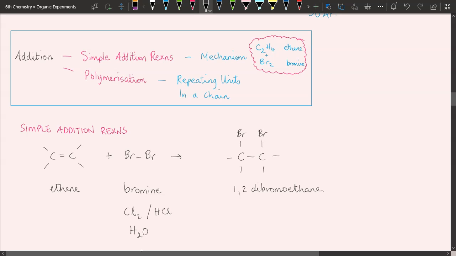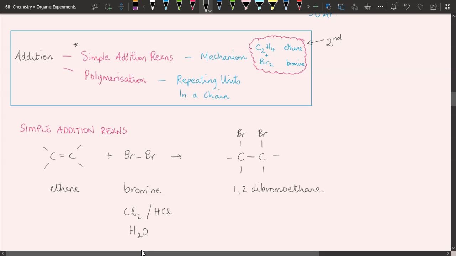Okay, so we're going to continue with our addition reactions. So again, a little bit shorter than the previous one, but still a bit in it. So the first one we're going to look at is simple addition reactions, and that involves a mechanism. So this here is the second mechanism that you've got to know, and then that's it.